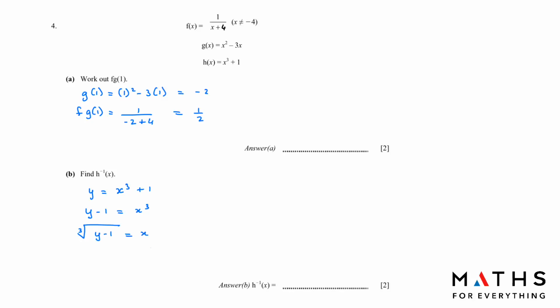Now that your x is alone, you are going to write it as the inverse of h, h inverse x. Sorry, I wrote f. We are going to write h inverse of x is equal to cube root, change the y and write x. So this is how you solve it.